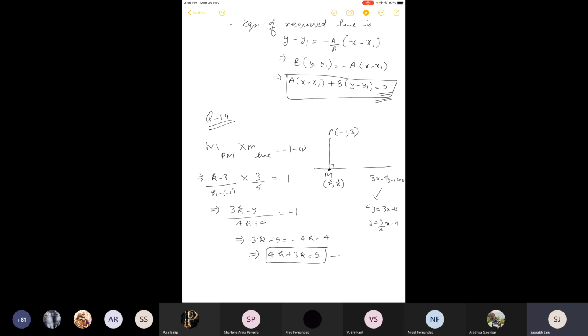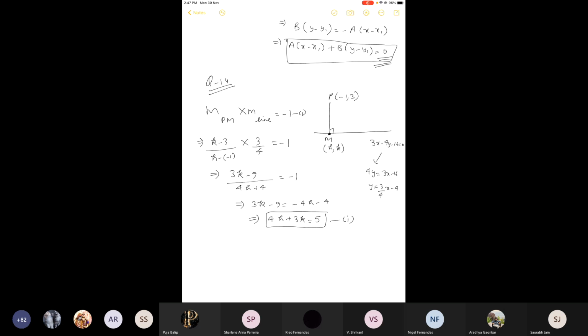This is one equation. You need another equation in h and k, so you can solve both these equations and you can find h and k. That is the coordinates of M. So what is that second condition that you will use in this question? Yes. What is that other information?